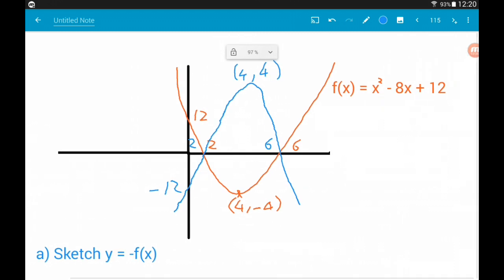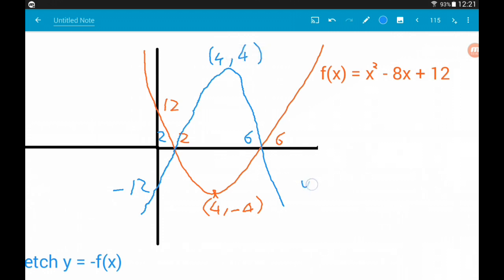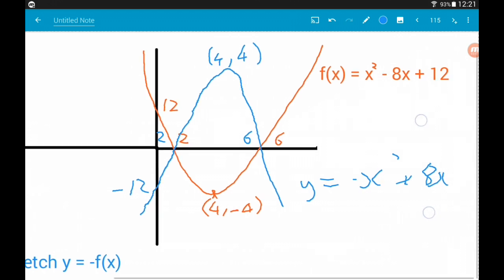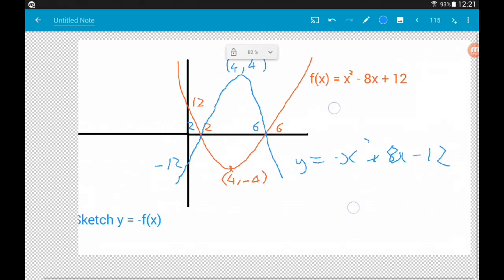Now, just for a bit of bonus information, as this was y equals minus f of x, this is the graph of minus x squared plus 8x minus 12. Okay, that's our first reflection.